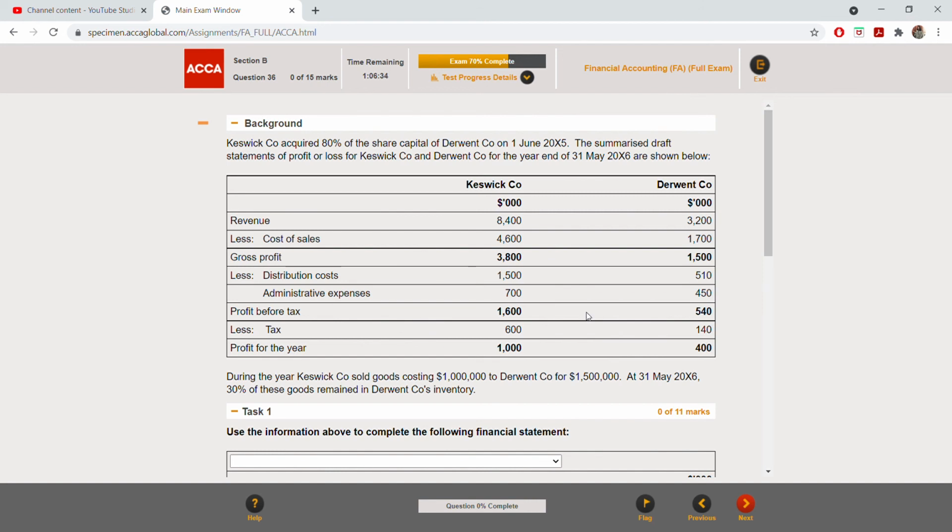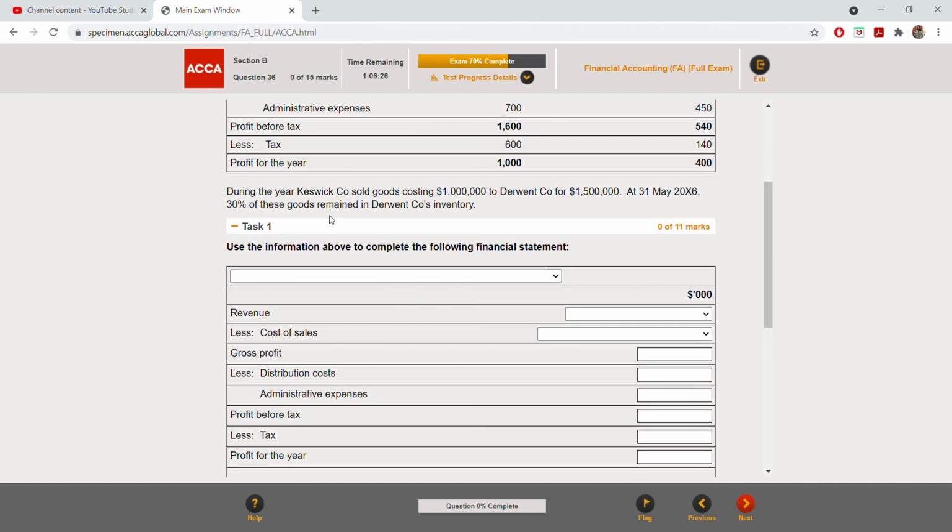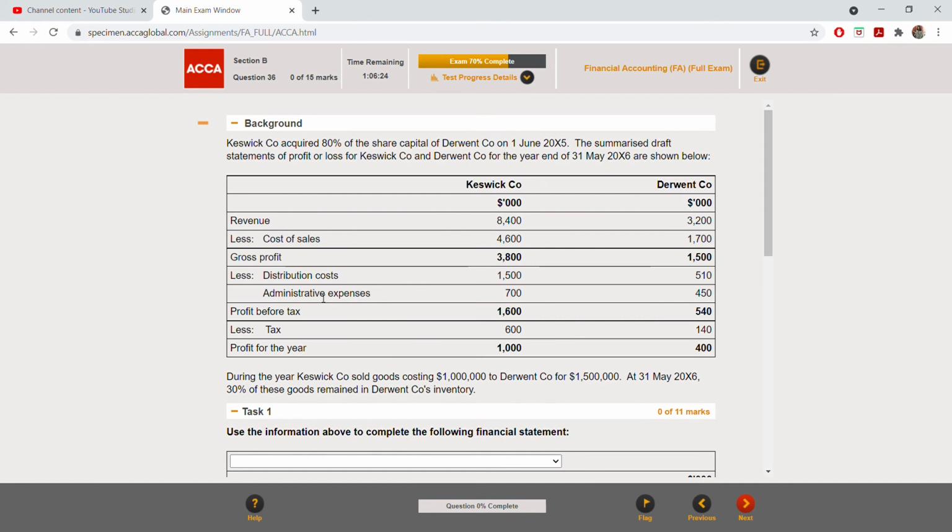Next, section B. Your section B is like this. You'll be given a background, same for F1, F2, F3, the three papers, and then you will have some tasks, and from here onwards this will be continued in part 2. So in part 1, what I've covered is section A, 35 questions, and the rest will be covered in part 2.